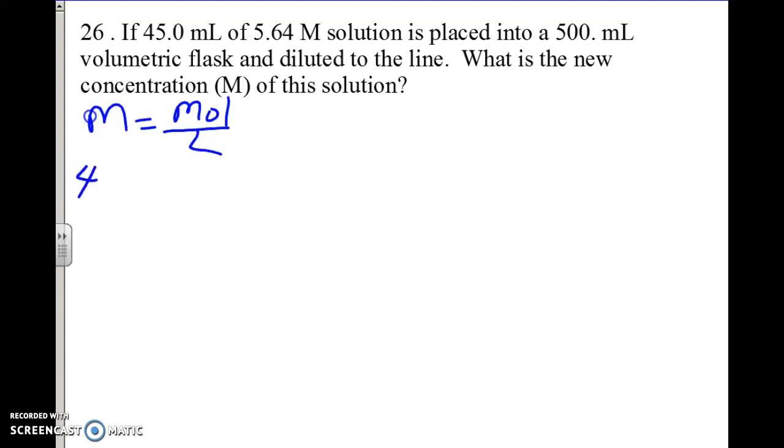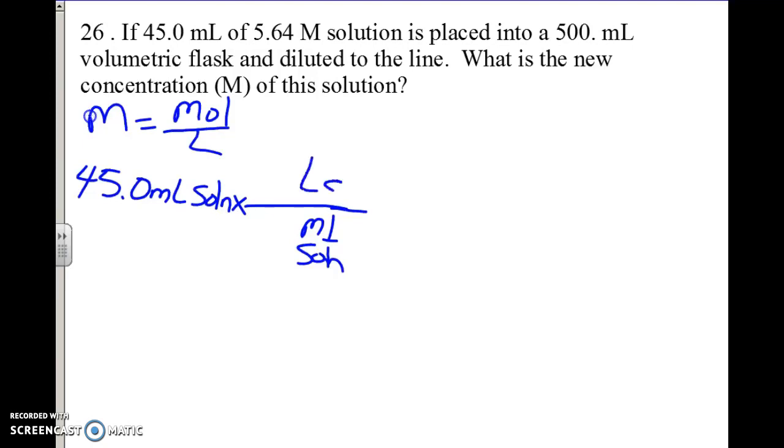So again, we're going to start with 45.0 milliliters of solution. The only place you can go from milliliter island is to liter island of solution. We don't want our answer in liters, we want our answer in moles. So liters of solution, and over the top of that would be moles of solute.